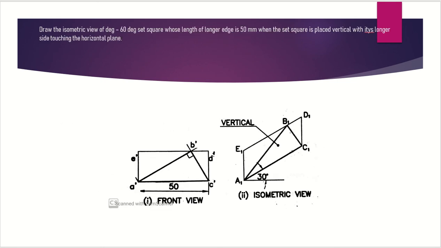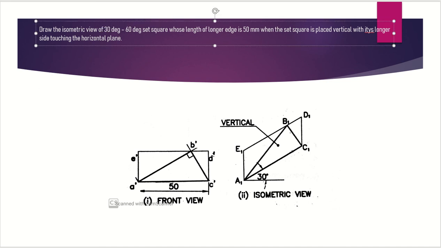Next, moving on to second example, draw the isometric view of a 30-degree 60-degree set square whose length of longer edge is 50 mm, when the set square is placed vertical with its longer side touching the horizontal plane. That is, first of all, draw the front view of it. You know, the given dimension is the longer edge, that is A dash C dash is given as 50 mm.